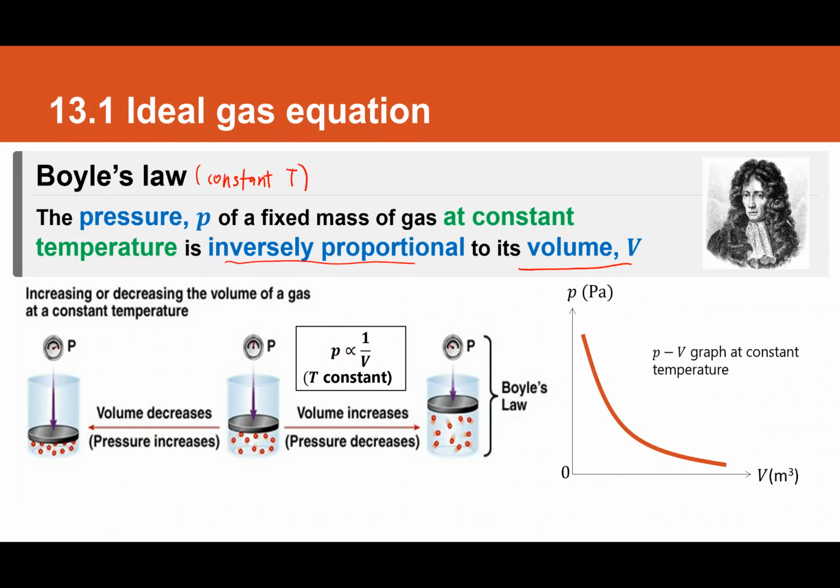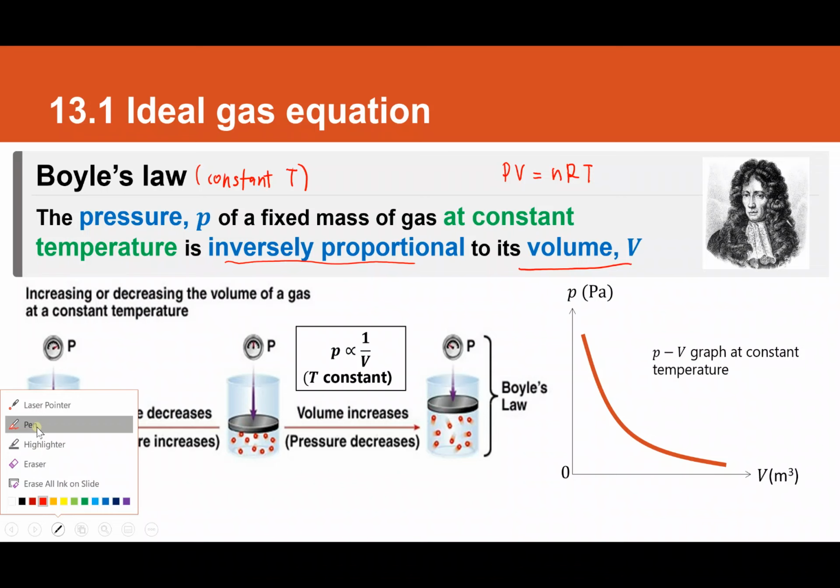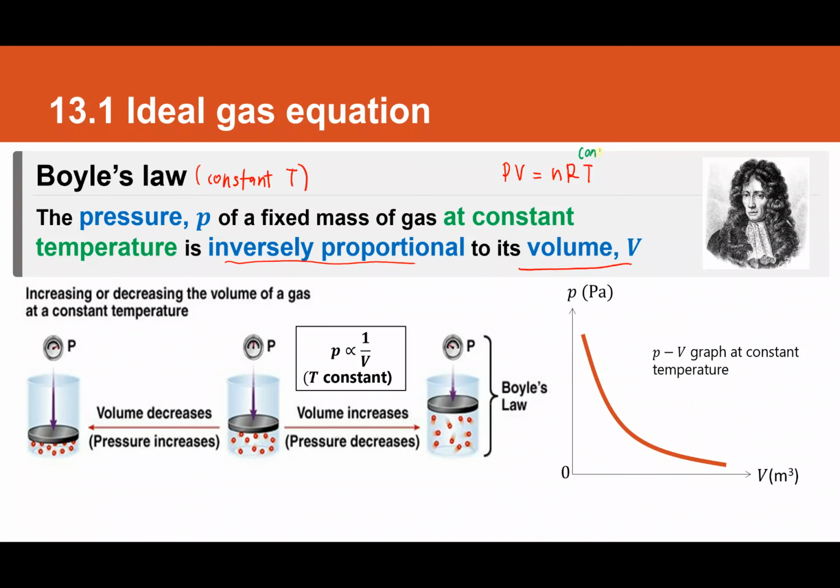Mana dia dapat ni? Okay, so kita akan relate dia balik dengan ideal gas equation. So daripada ideal gas equation, PV equals nRT. So, bila kita make the temperature constant, okay, kita cari relationship P dengan V. So, daripada equation ni, apa yang kita nampak adalah pressure is inversely proportional to the volume. Okay, so daripada relationship ni, kita boleh come out dengan equation. So, kita rearrange. So, kita dapat PV equals constant.